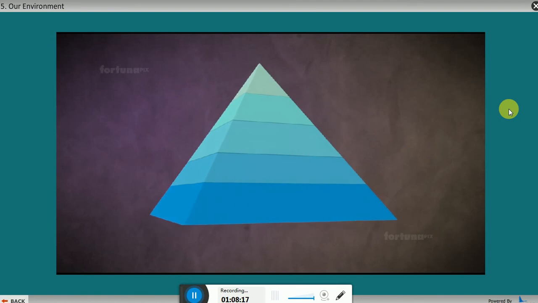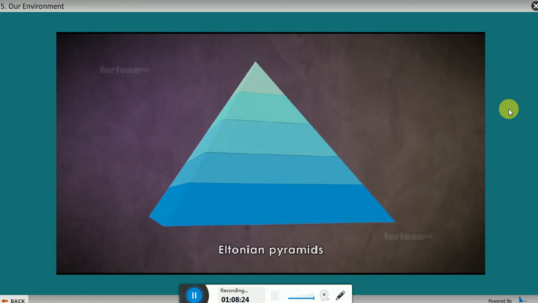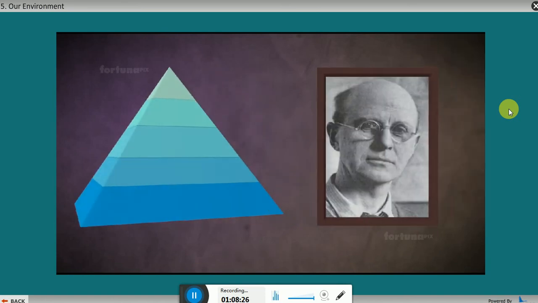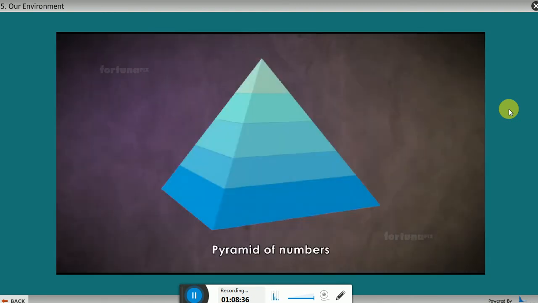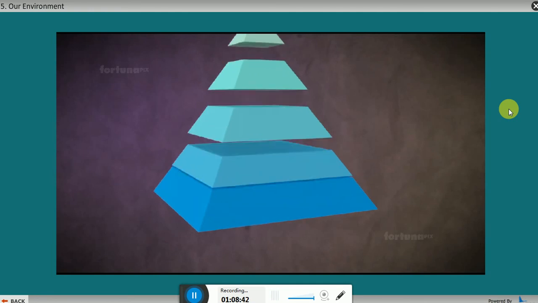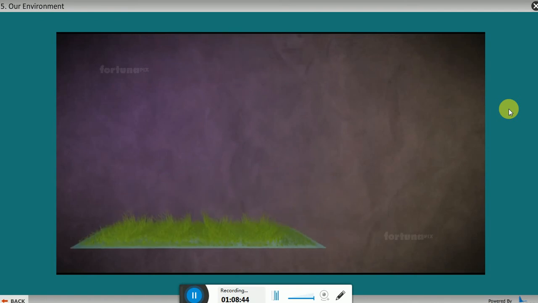These pyramids may also be referred to as Eltonian pyramids, named after British zoologist and ecologist Charles Elton, who developed the concept in the 1920s. A pyramid of numbers illustrates the total number of individuals at each trophic level. The greatest number of organisms is found at the producer level, represented by the pyramid's base.